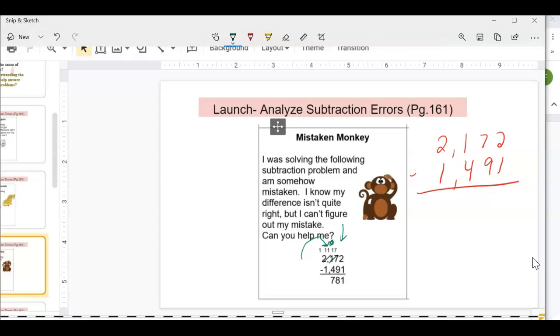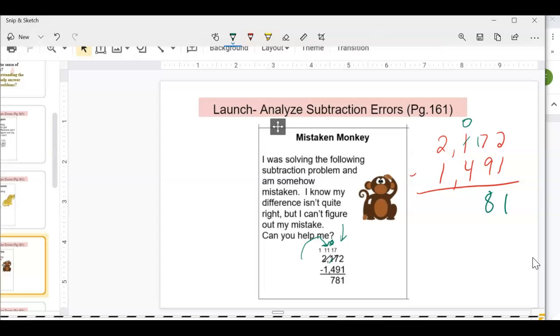So 2 minus 1 in the ones column is 1. So 7 minus 9, it couldn't do that in the 10. So you went over here and ungrouped. So that should be a 0. When you ungroup that one group of hundreds right here, it becomes 0. And now you put the group of 10 tens. You put that over here. So that becomes 17 minus 9, 8.